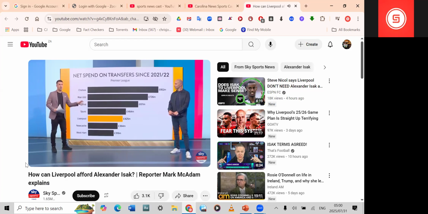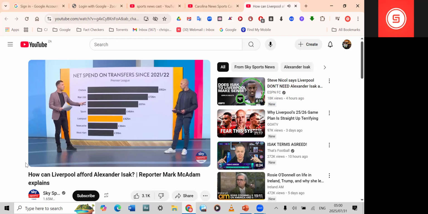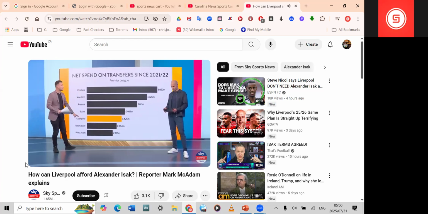Now, what's really important to point out with regards to these particular net spend figures, Liverpool's doesn't include the sale of Luis Diaz, which we know is around 75 million euros, so around £65.5 million. So if you take that off of Liverpool's figure, it means their net spend since 21-22 is actually less than Newcastle's. Wow. Now, the reason why it's less is because they're very well run. They're very clever with what they do in the transfer market.